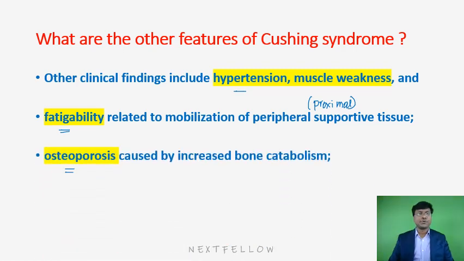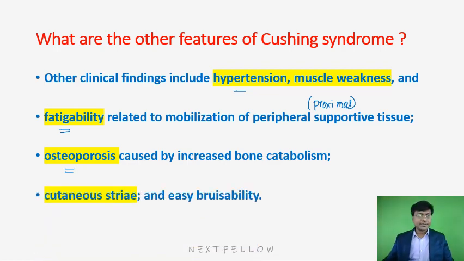There will be osteoporosis. Why? Because these corticosteroids will stimulate the osteoclast. Right? So once they stimulate the osteoclast, they will cause bone resorption, resulting in osteoporosis. Then followed by that, the cutaneous striae and easy bruisability. So why is it that they have cutaneous striae as well as easy bruisability?